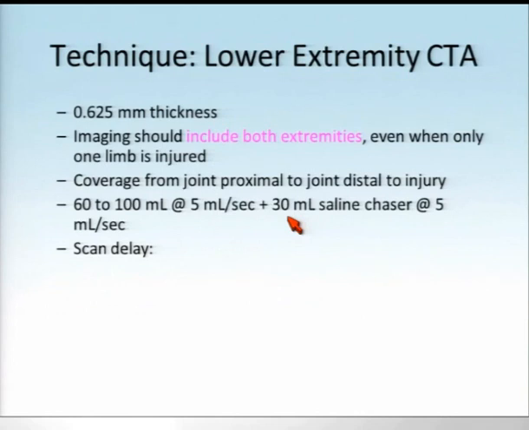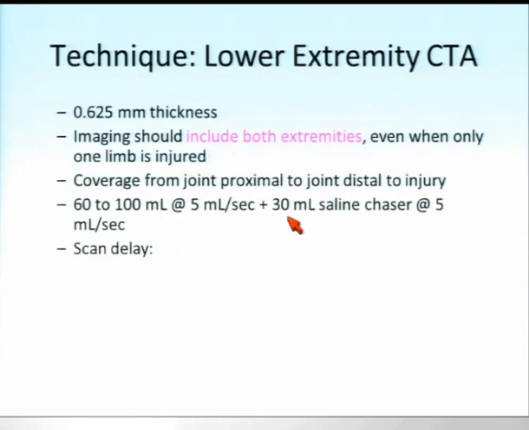Our technique for lower extremity CTA, again, we're putting the very thin data set onto the PACS, the 0.625 thickness. For lower extremity CT angiography, we should be imaging both extremities simultaneously, even when only one limb is injured. We have that normal for comparison if needed. We're imaging from the joint proximal to the joint distal to the injury. If we're doing isolated extremity angiography, we'll inject 60 milliliters of IV contrast.